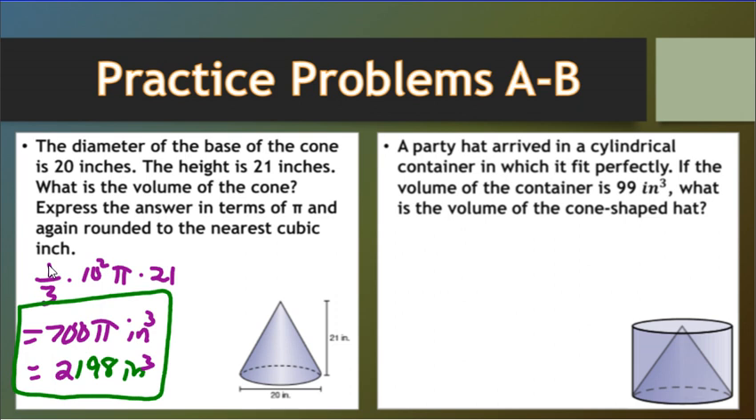The next one, a party hat arrived in a cylindrical container in which it fit perfectly. If the volume of the container is 99 cubic inches, what is the volume of the cone-shaped hat? So volume equals 1/3 pi radius squared times the height.